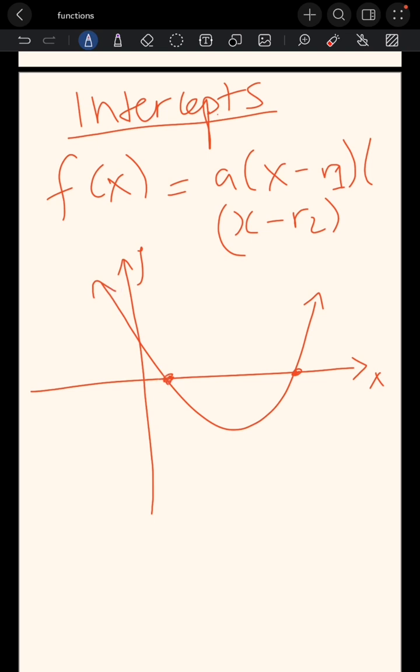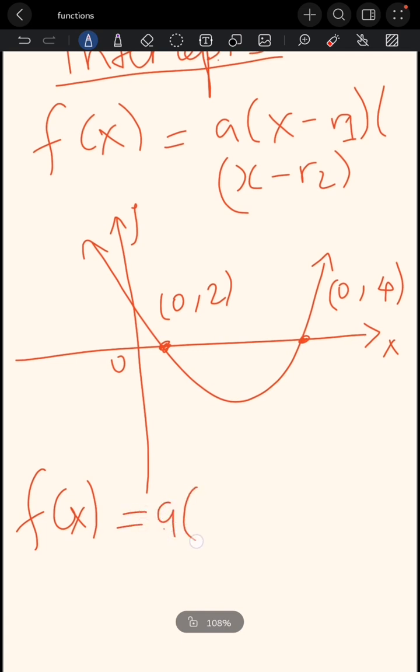Given these two values, let's say this value is going to be 0 and 2, then this one is 0 and 4. Okay, so when you're given this graph that has only the x-intercepts and not the turning points, we can use this formula like I said. And then how you use it is you're just going to say f of x is equal to a, which is going to be positive, so we will find it after substituting this value.